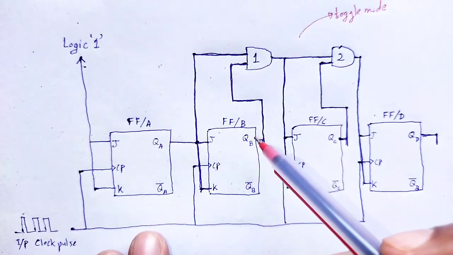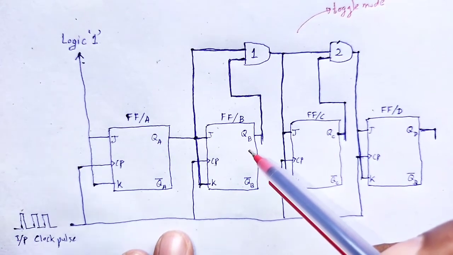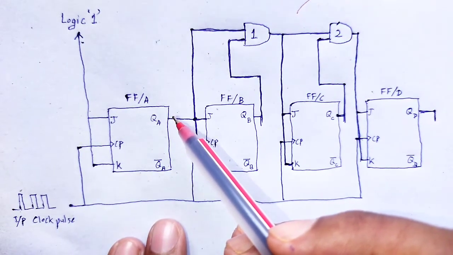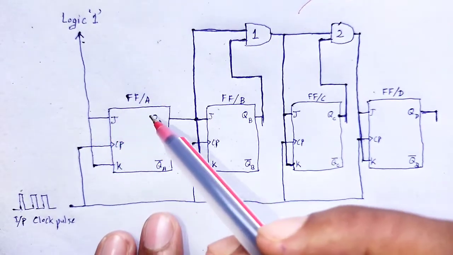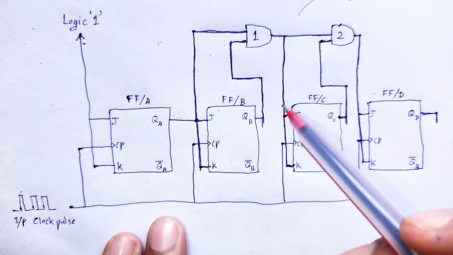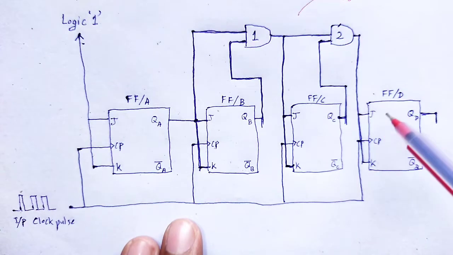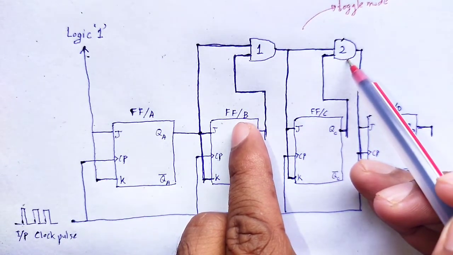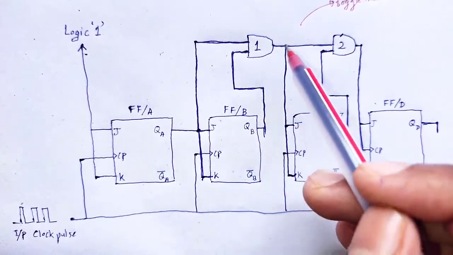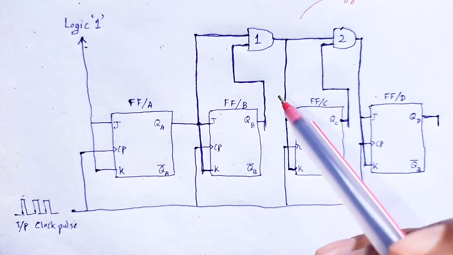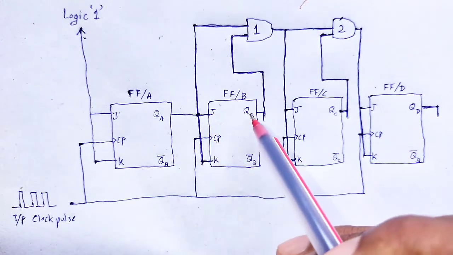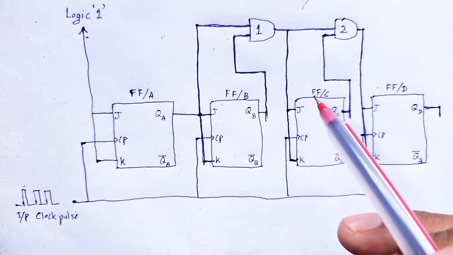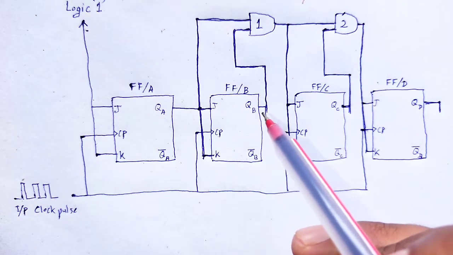Here the JK inputs of the second flip flop are connected to the output QA of the first flip flop A. On the other hand, the J and K inputs of flip flop C and flip flop D are controlled by the outputs of two separate AND gates, AND gate 1 and AND gate 2, connected externally. The two AND gates are supplied with signals from the input and output of the previous stage. These two gates generate the required logic for the J and K inputs of the next stage.